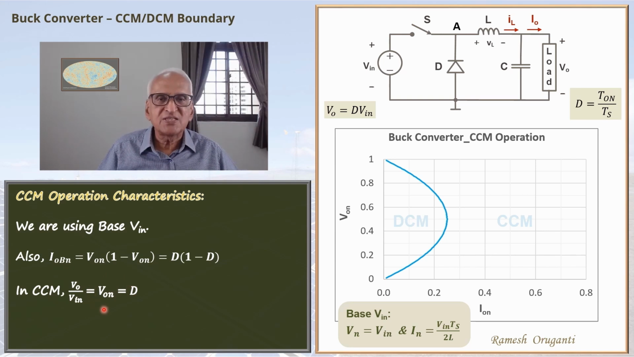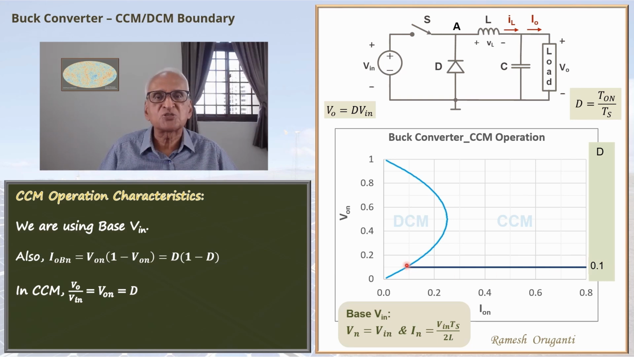So let us plot the CCM characteristics for D equal to 0.1. At D equal to 0.1, VON is equal to 0.1. The value of VON does not change with the load current. It does not change with ION, the normalized output current. So it's a horizontal line. But this is the CCM region. This is the boundary, so this line extends only up to this point. When the normalized current is less than this, the equation will not be valid. So this is the characteristics of the buck converter under CCM when D equal to 0.1.